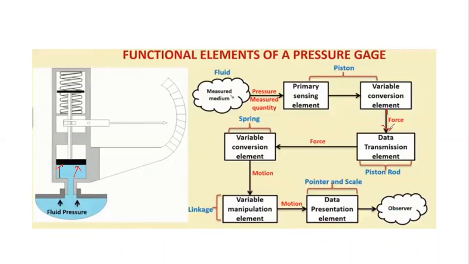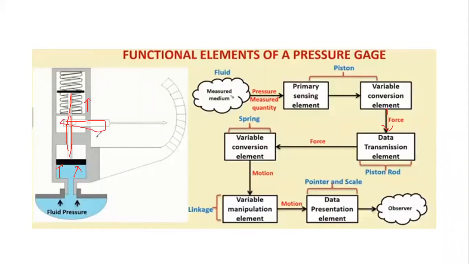Then force is the input of the data transmission element. That is, our data transmission element is this piston rod. The piston rod is the data transmission element. That force is given to the spring. So the variable conversion element is the spring, which converts that force into motion. We know that once a force is exerted on a spring, there will be a motion of the spring. So that motion of the spring is attached to this linkage.